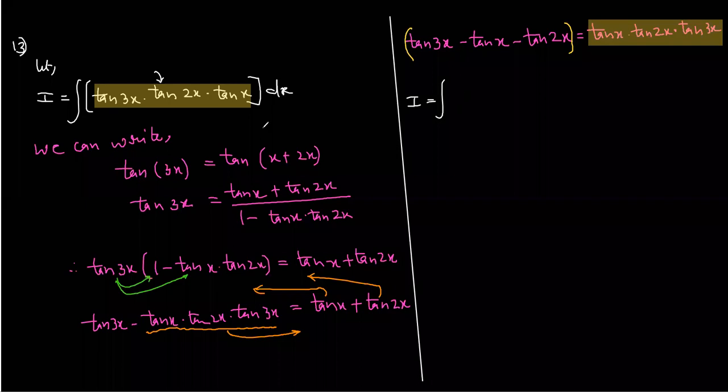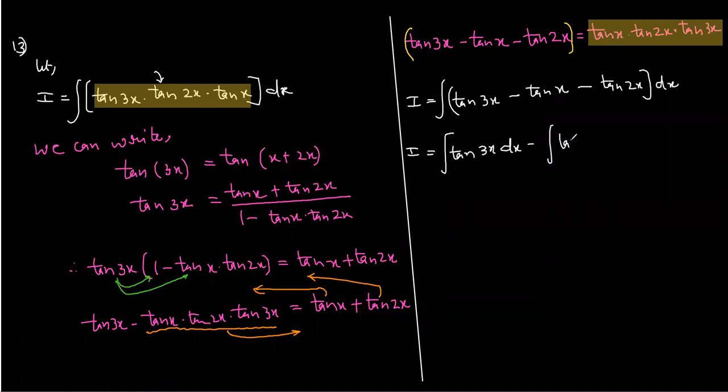Here I equals tan 3x tan 2x into tan x, which is equal to tan of 3x minus tan of x minus tan of 2x dx. Now I write separate integrals. So integral I equals integral tan 3x dx minus integral tan of x dx minus integral tan of 2x dx. Integration of tan of 3x is log of sec 3x.